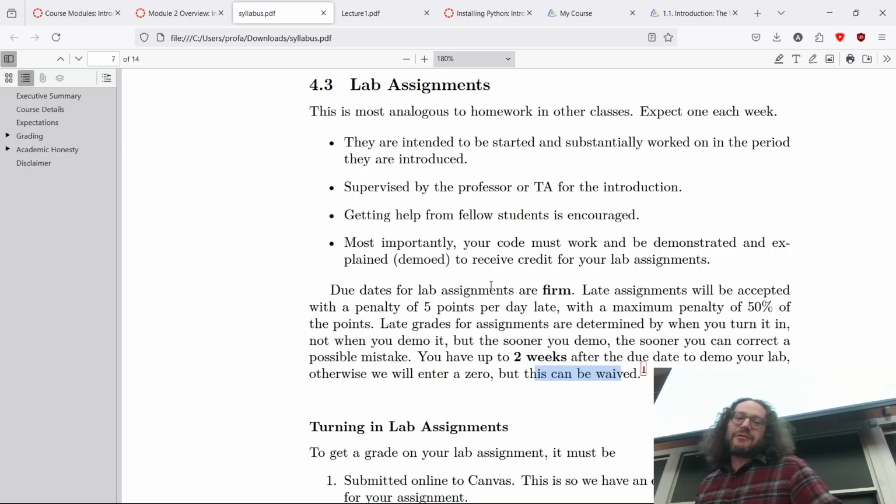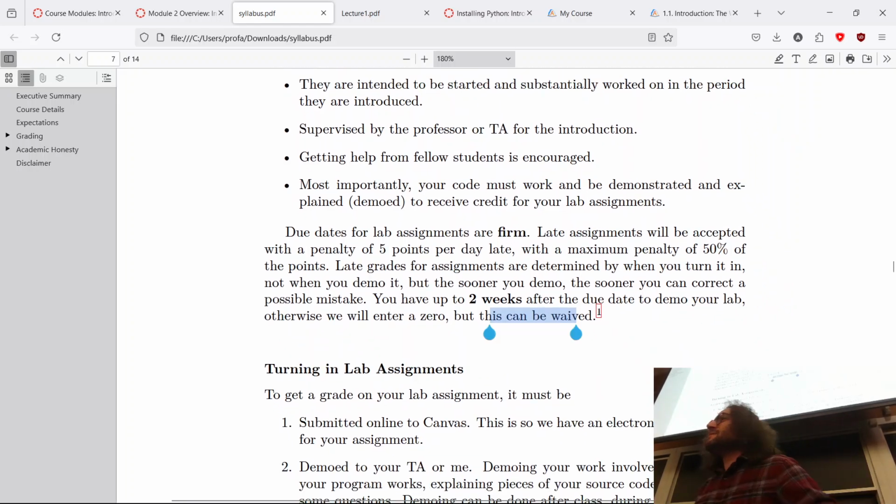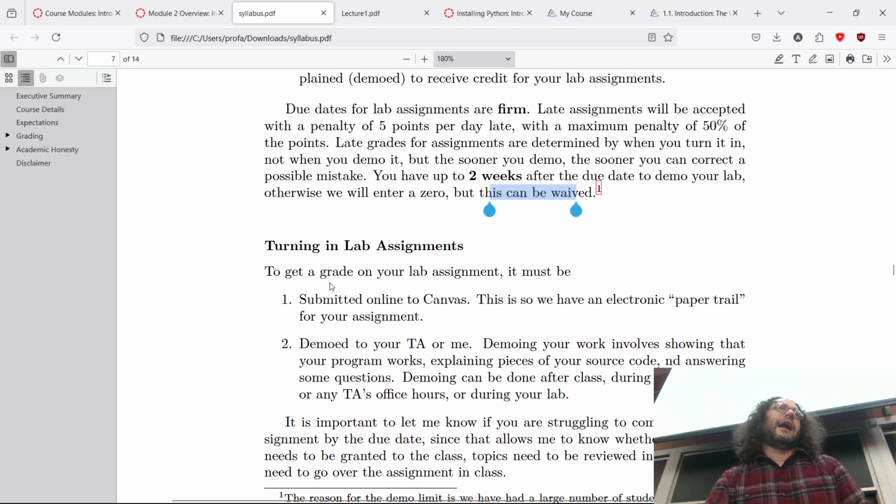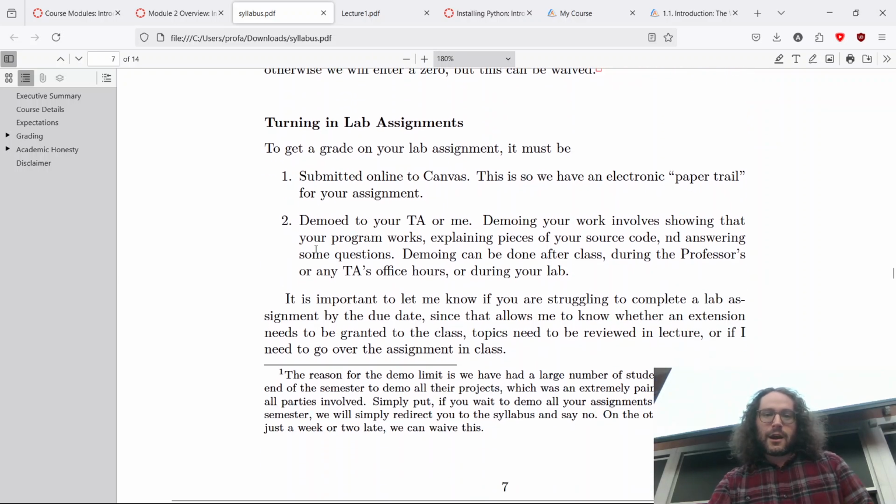But in general, this 2 weeks limit can be waived. Right? This can be waived if you've been showing up to class and you turn it in and you demo like 3 weeks later, whatever. I don't really care. The reason this is there is for students trying to demo everything at the end of the semester. It's for me to protect myself from a huge amount of aggravation, because it is about an hour's worth of aggravation when I'm doing those large demos.